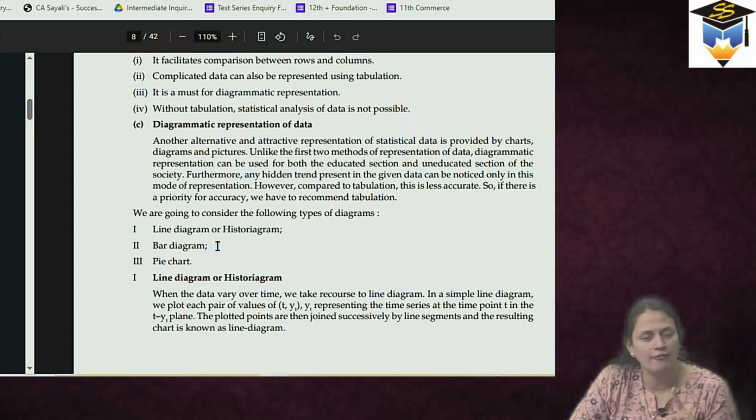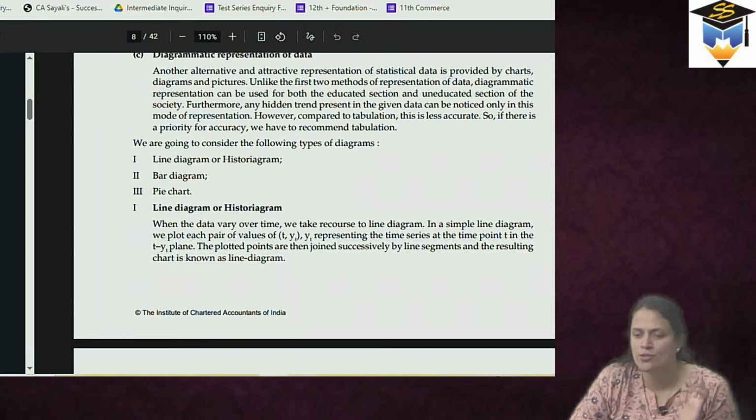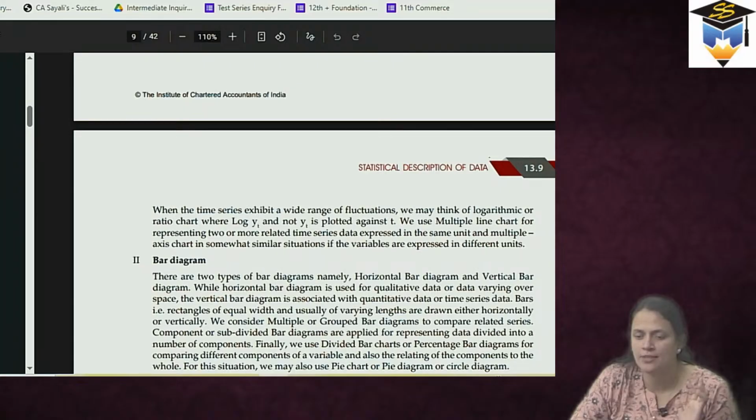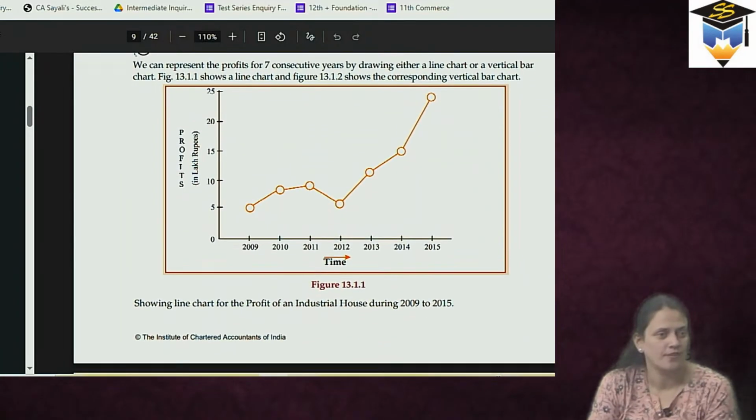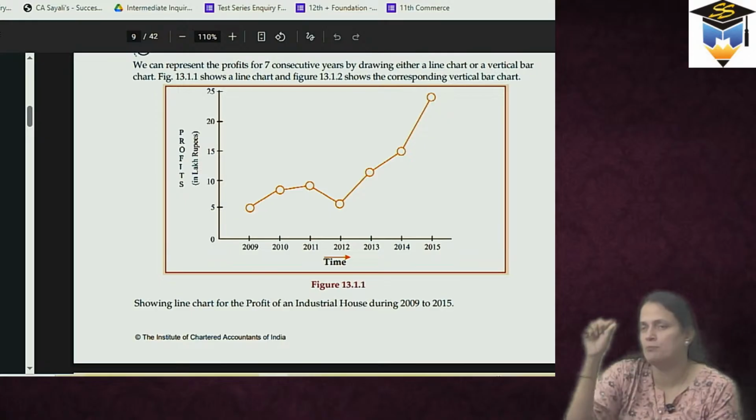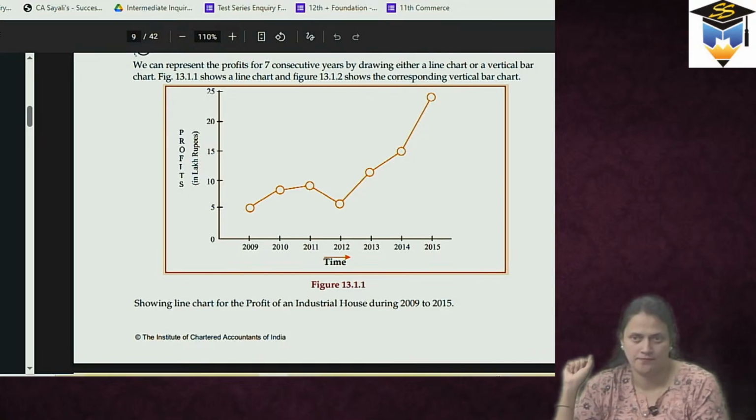Second, bar graph. Third is a pie chart. So can you see this graph? This is nothing but a line graph. They have given a line graph over here. This is called a graph or a line graph. Why line graph? Because the points which are plotted are joined by a straight single line.